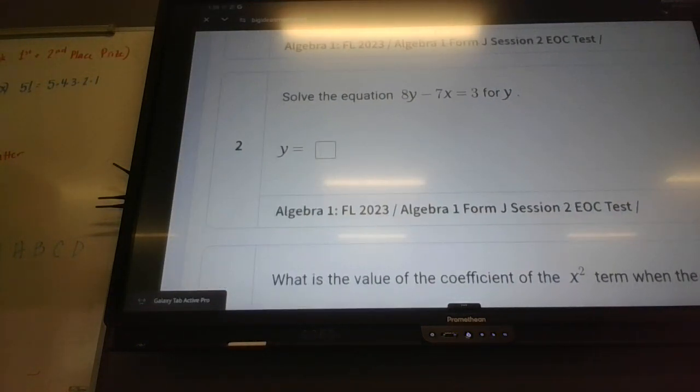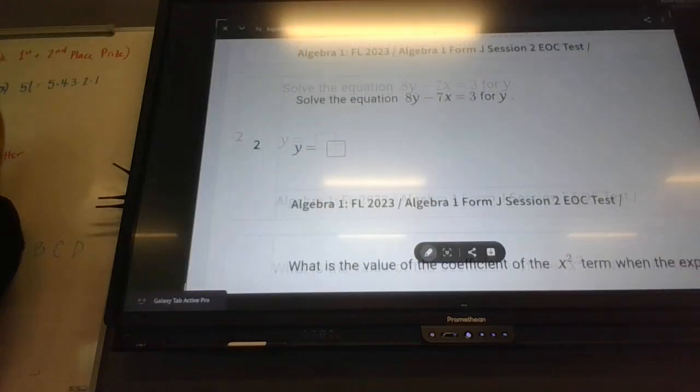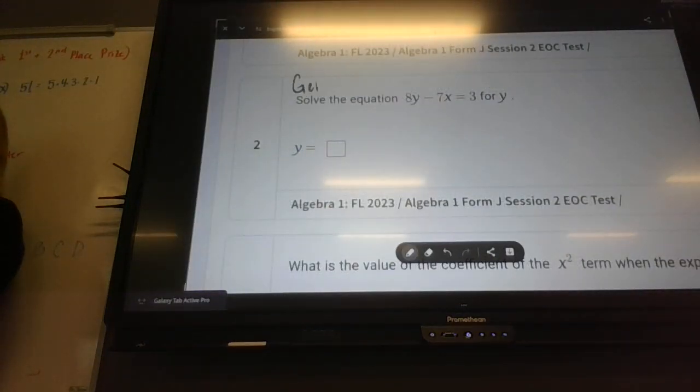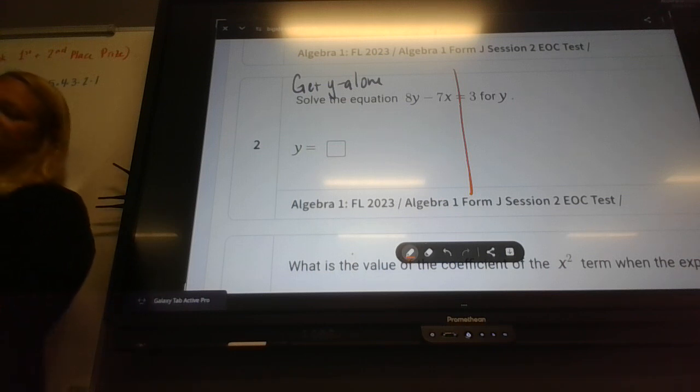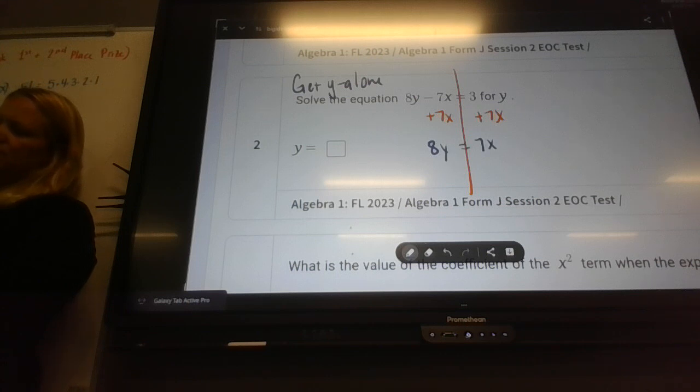All right. Solve for y. That means get y alone. So we wouldn't put x at 0. No, that's a y-intercept. I'm glad you thought of that because that will be on the exam, but that's a y-intercept. I would add 7x over. Oh, I know what to do now. I got one. I mean, you were close.